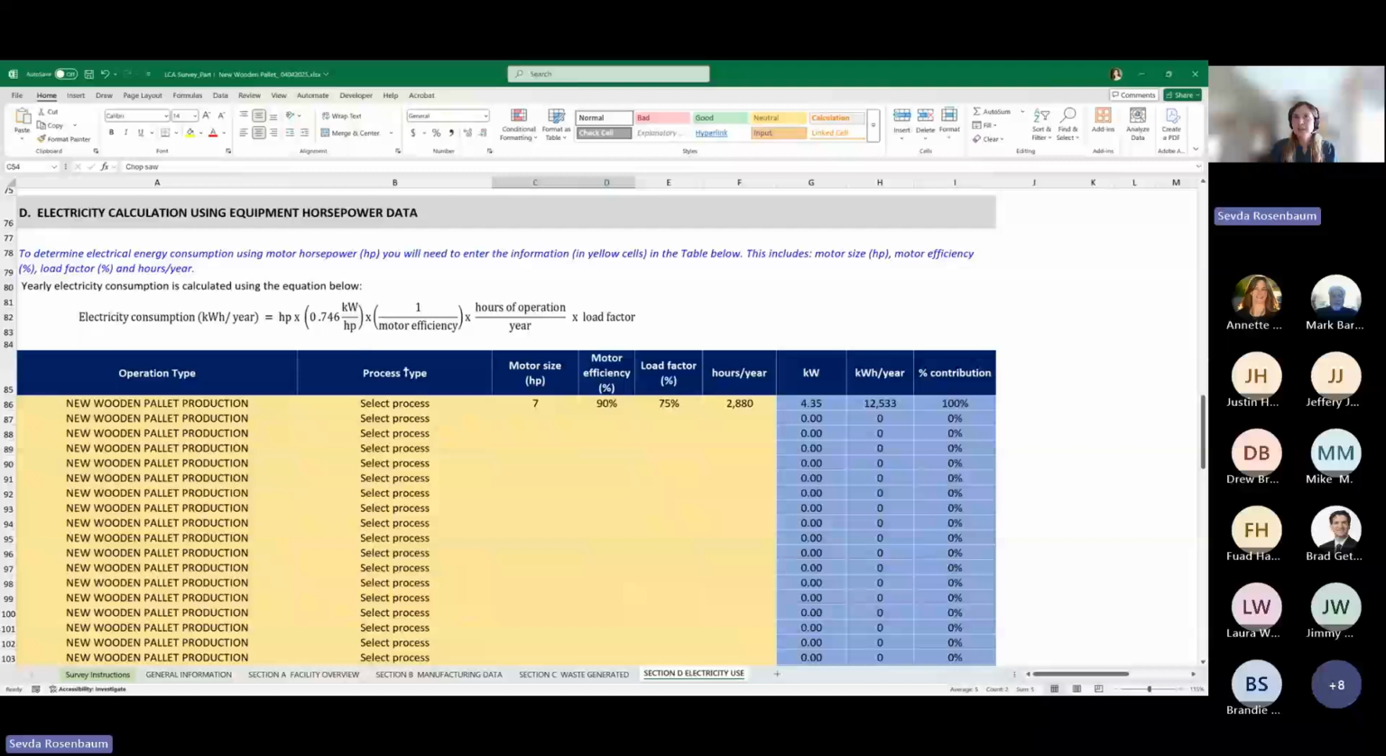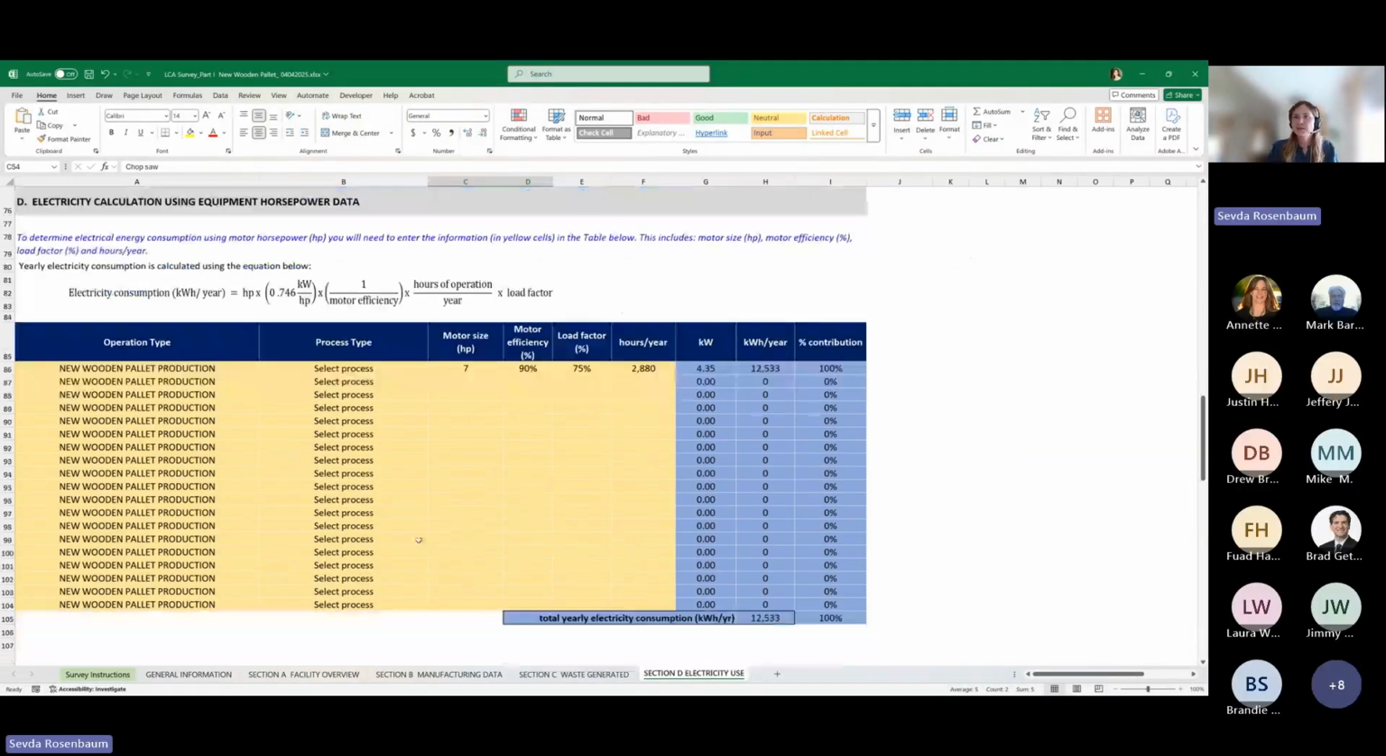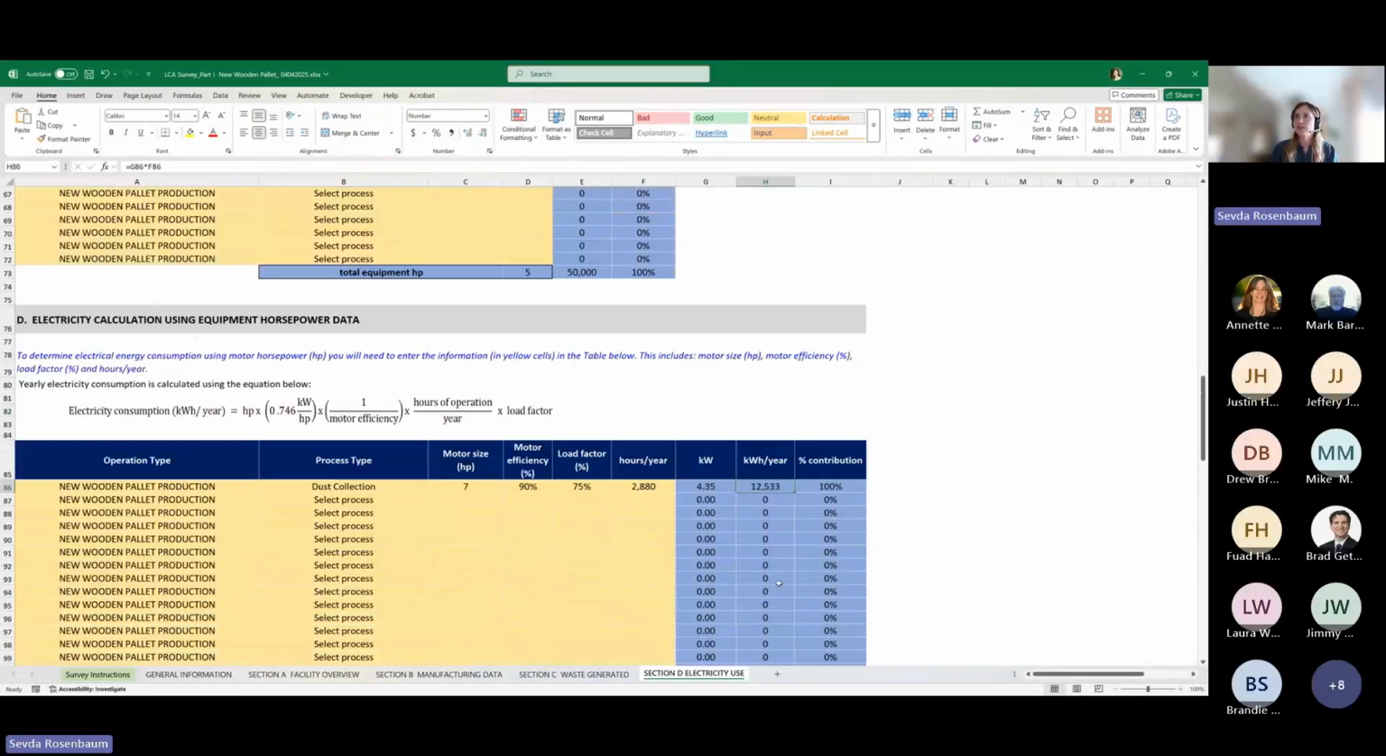And the electricity calculation using horsepower data is a similar method to the second one, the B, but just using a different equation and asking for different type of information. Again, the yellow cells are the ones that you're going to fill out. You can select the process type, you need to provide horsepower, efficiency, load factor, and the hours used per year. And based on this information, the kilowatt hour per year consumption is going to be calculated, and the contribution is going to be calculated automatically based on this.